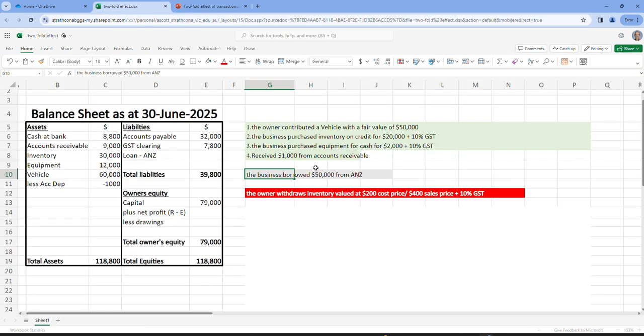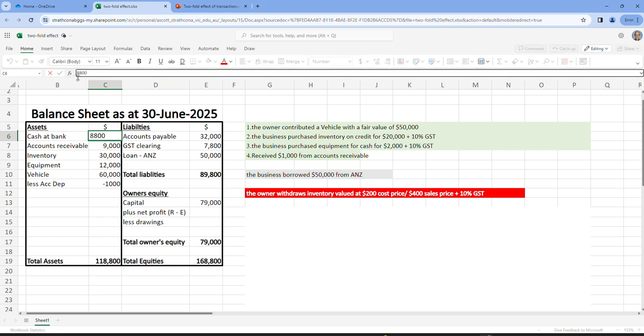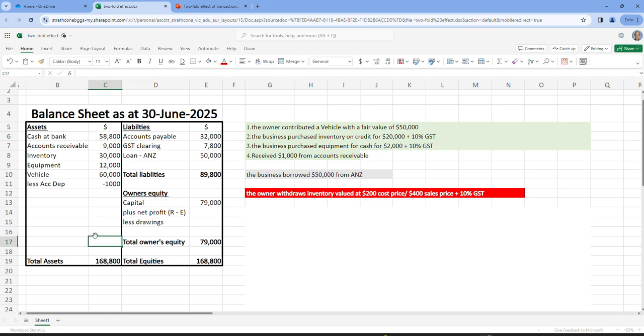Again, we know that a liability is changing here, because we've got some external claims on the assets that are increasing. So if we go over here to our loan account, we're going to report that as 50,000. And then where are those funds going? Presumably in the bank account. So we're going to top that up by 50,000.